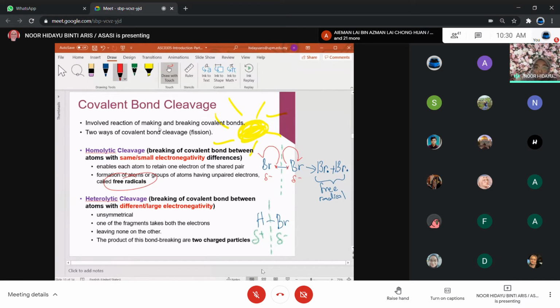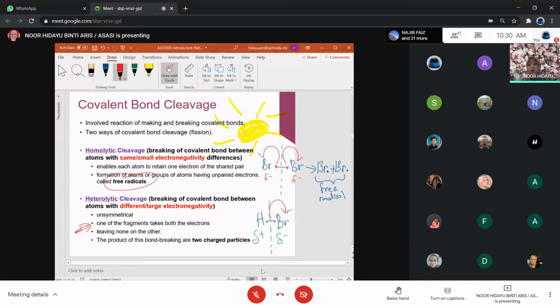Right, so kita tahu satu bond akan ada dua elektron. So since dia ada different electronegativity, so yang more electronegative will take both of the electrons. Okay, so kat sini bagi tahu one of the fragment takes both the electrons. So salah satu atom ni akan ambil kedua-dua elektron tu. So atom mana? Atom yang more electronegative. So in this case, bromine is the more electronegative. So what happen? The movement of electron will go to the bromine. Sekarang dia ambil dua-dua. So kepala arrow dia akan jadi full headed arrow.